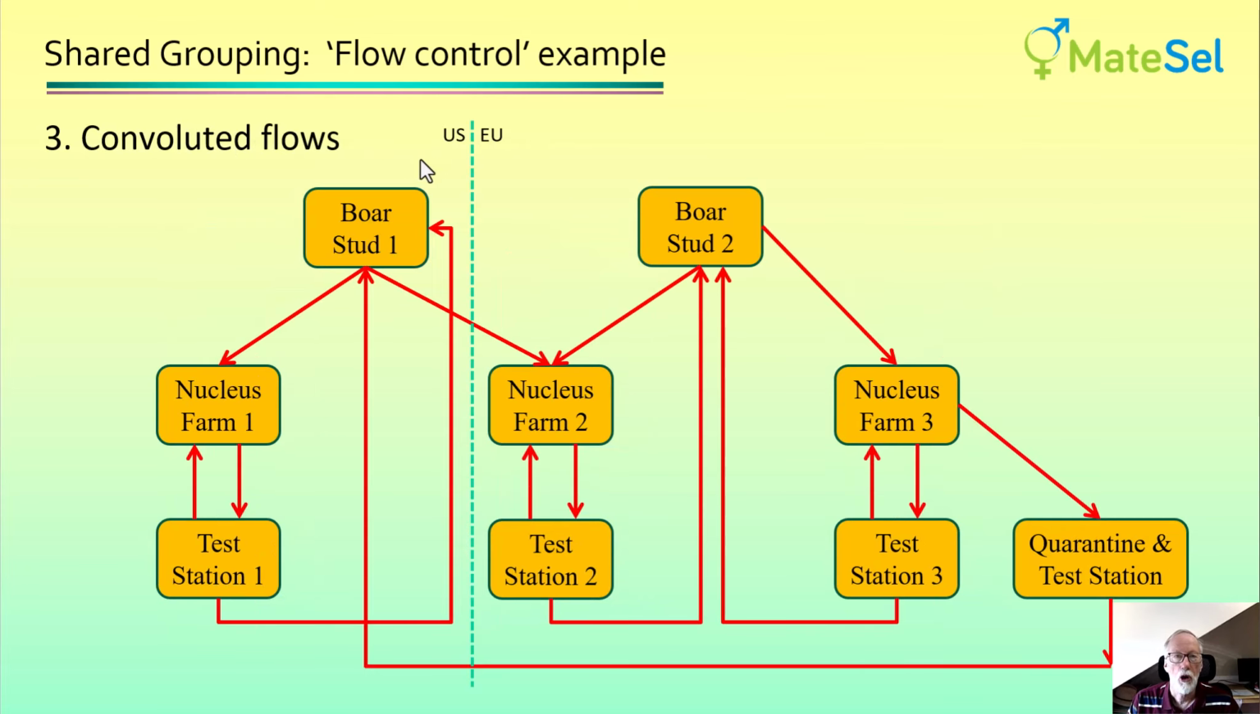I've assumed operations in US and EU, a number of different types of breeding units with selection and migration of individuals, in this case probably semen going from US to EU, and quarantine being required for any material coming back.